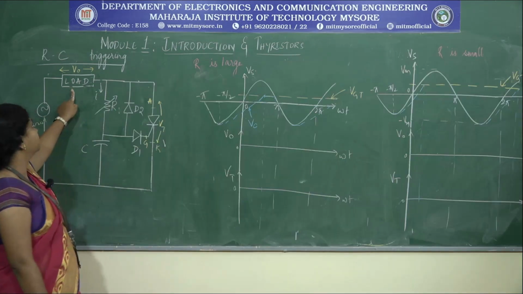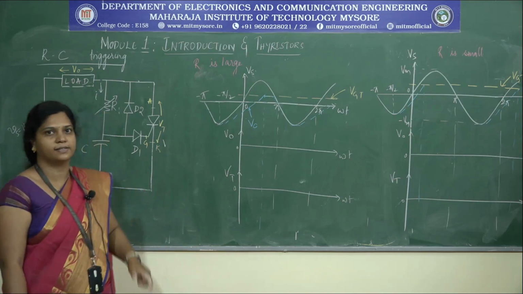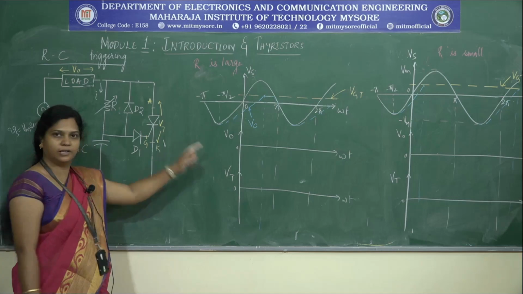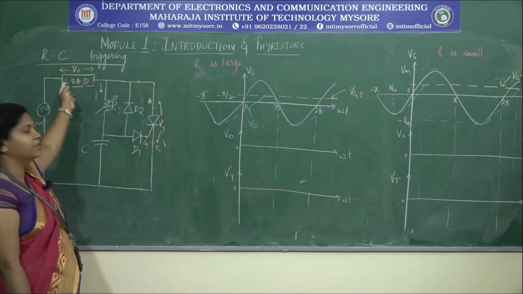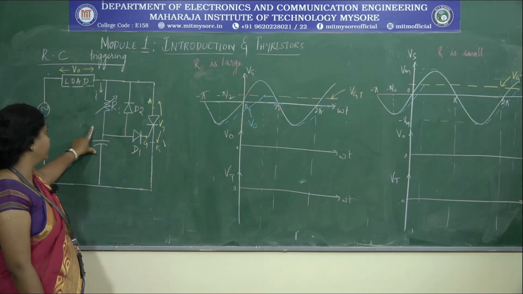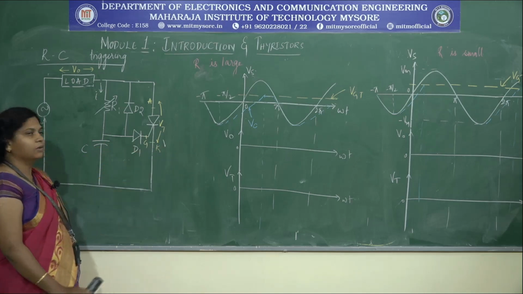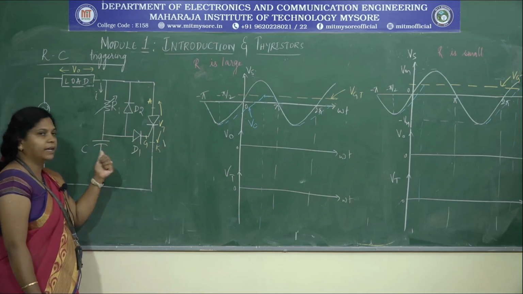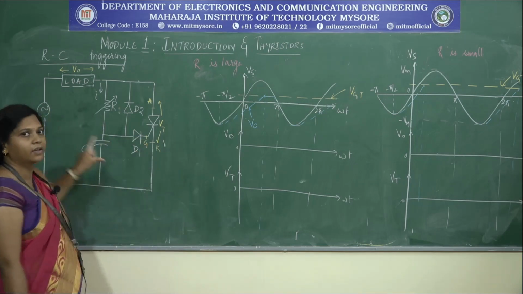So, the next method is the RC triggering method. Previously, we used only resistors to generate the triggering pulses for turning on the thyristor. In this method, we will see that by using a resistor and capacitor combination, we will turn on the thyristor.